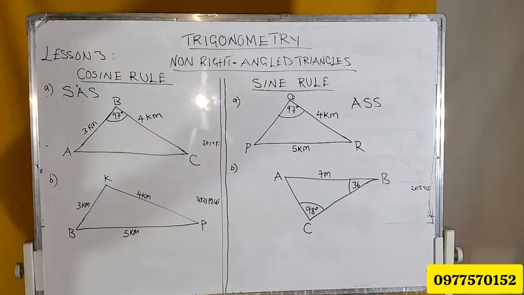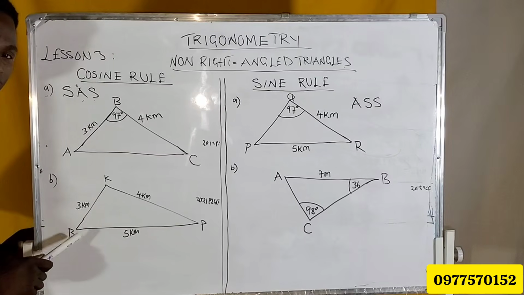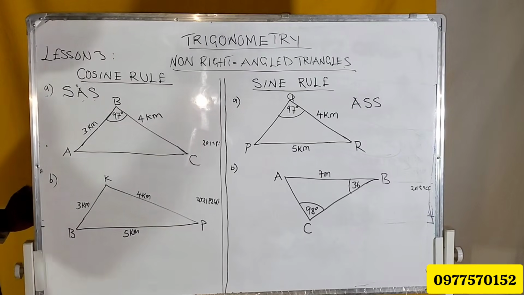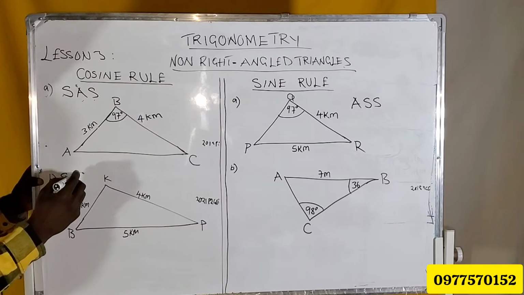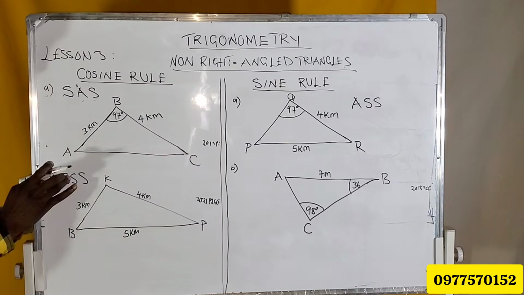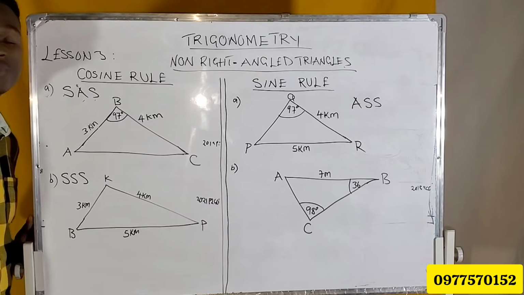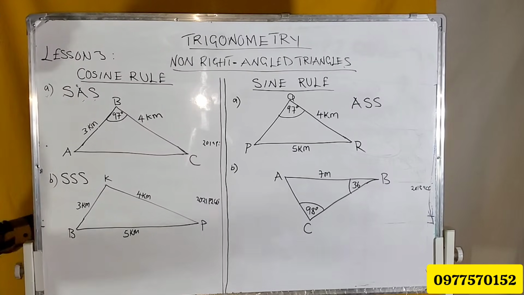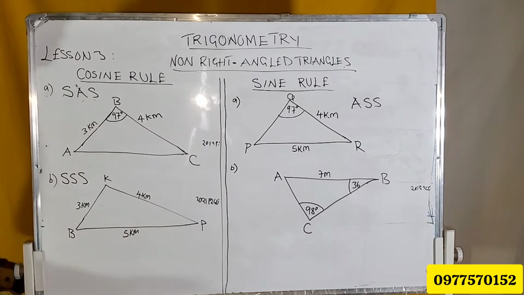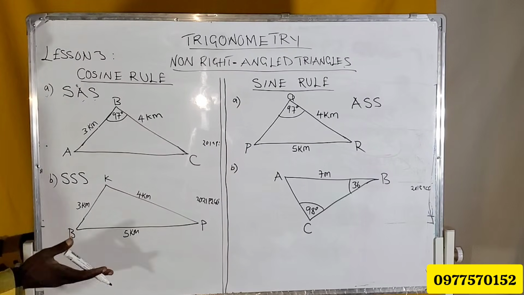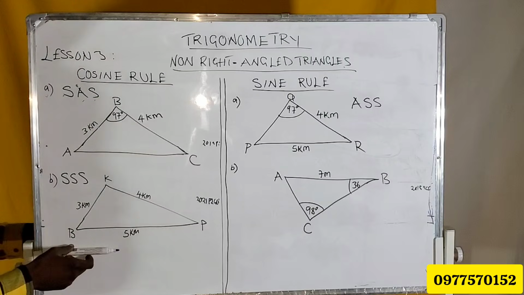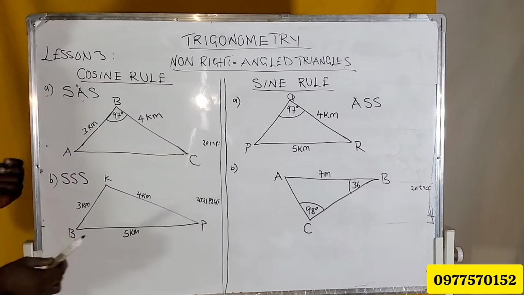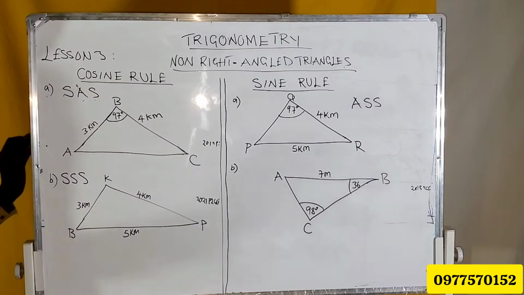Now, the second condition is that we use the cosine rule when you are given all the 3 sides, which is side, side, side. When you're given all the 3 sides, this one is easy. We use the cosine rule. If you go to the 2021 paper 2 GCE, this is the type of question that came, where you are given all the 3 sides.